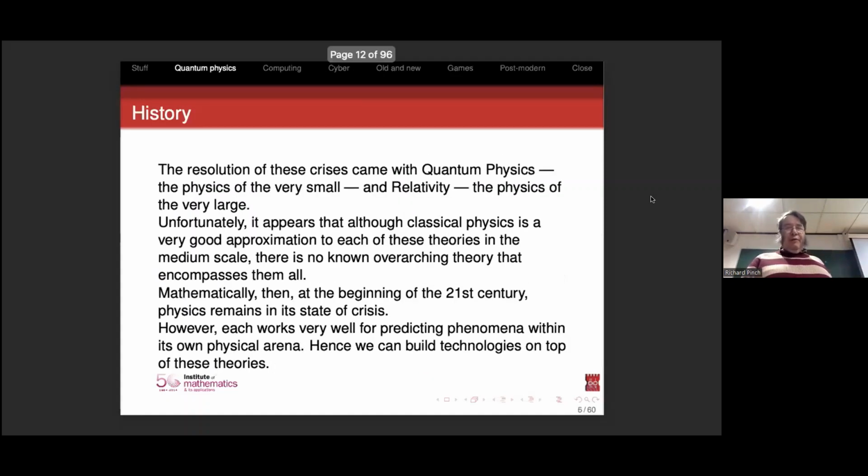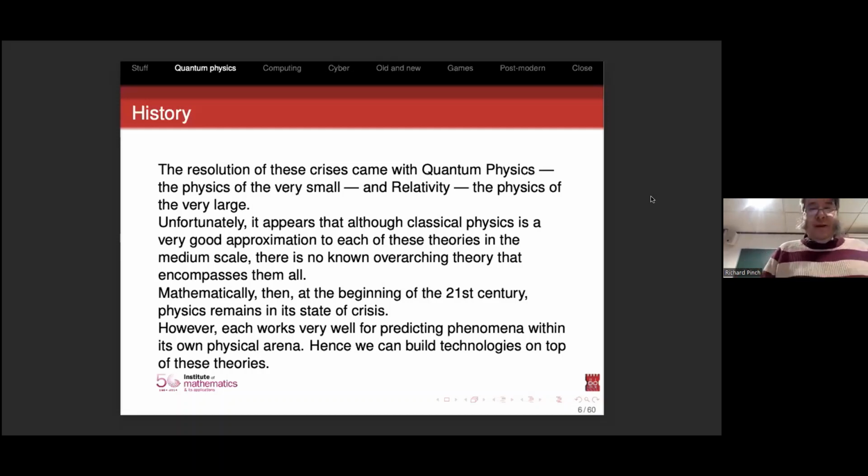So there was a crisis. And the resolution of these crises came with quantum physics, the physics of very small things, and relativity, which is the physics of very large things. And classical physics was a very good approximation to each of these theories at the medium scale. But there is no known overarching theory that encompassed all length and time scales. And that is still true. So mathematically then, at the end of the 20th and beginning of the 21st century, physics remains, to the mathematician, in a state of crisis. And if I was a physicist, a mathematical physicist, I wouldn't be able to sleep at night.